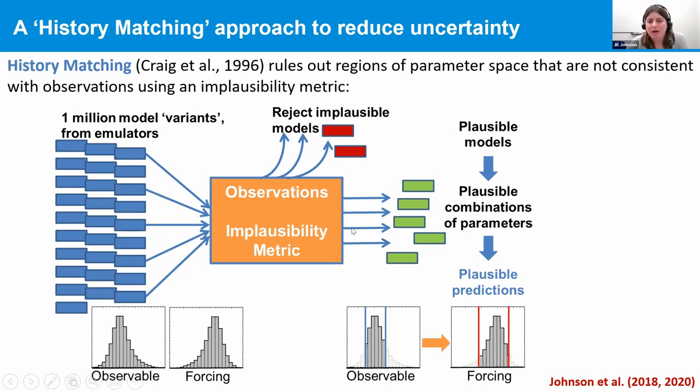Models that compare well, we retain as plausible models, and anything that compares poorly, we reject and we don't use those combinations. Essentially, we're looking to see how, when we constrain something that we can observe, that can then feed through to potential constraint on something that we can't observe, like the aerosol forcing.